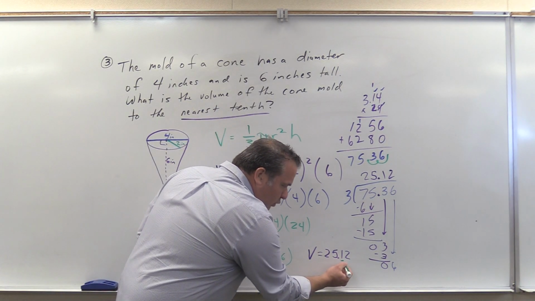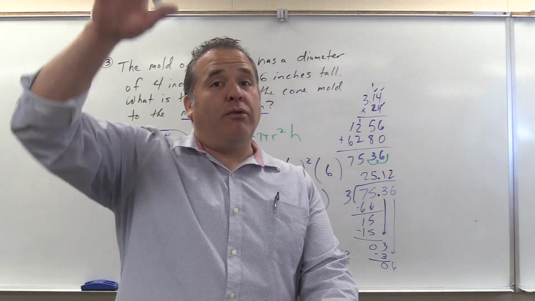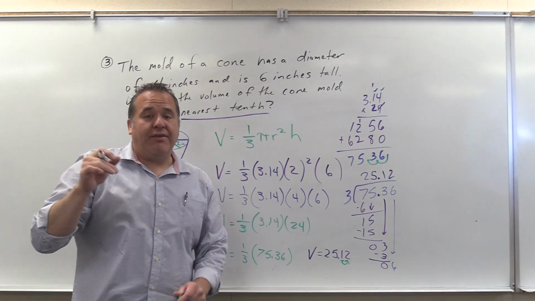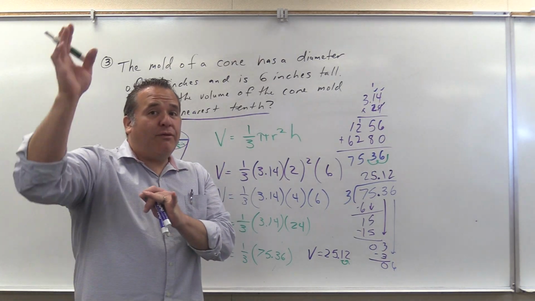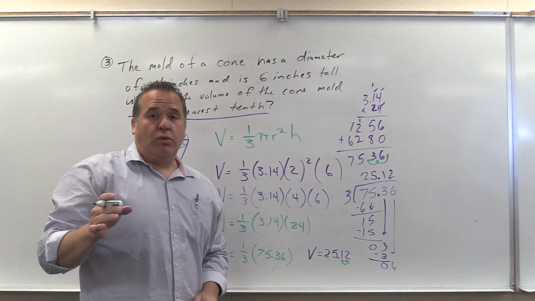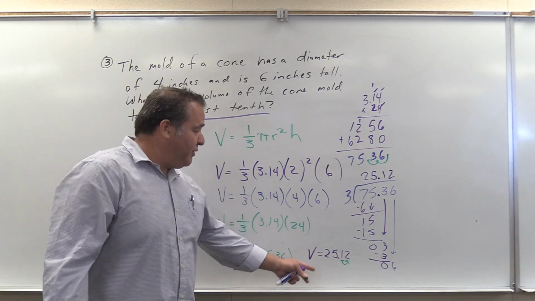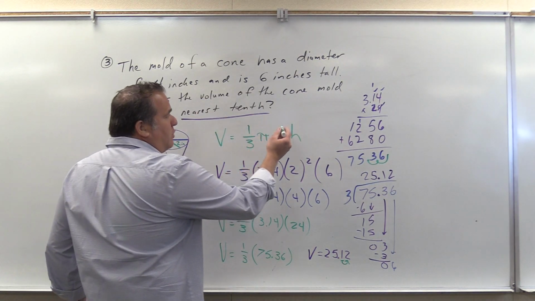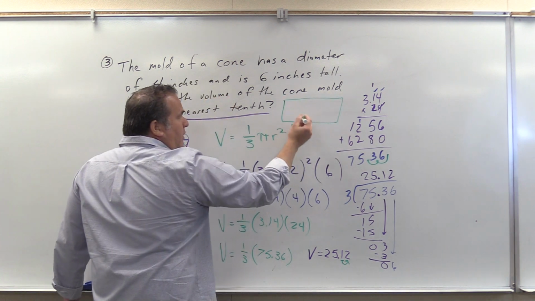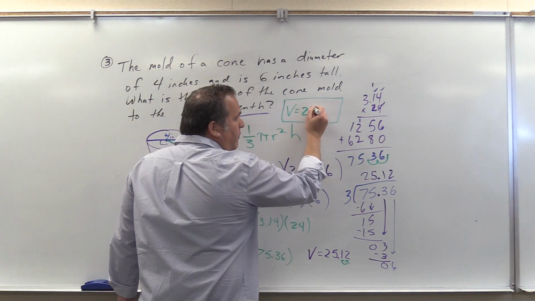So we look at the 2 and ask ourselves, is that 2 5 or above, or less than 5? If it's less than 5, you leave that 1 alone. If it's 5 or above, you add 1 to the 1. So what is it? That 2 is less than 5, so we're going to leave the 1 alone. So the answer to this question is going to be volume equals 25.1.